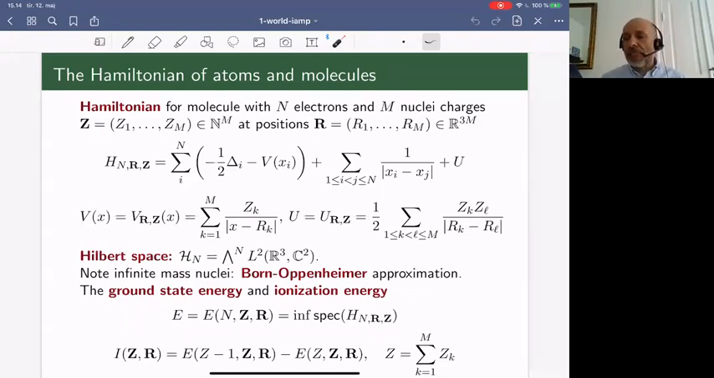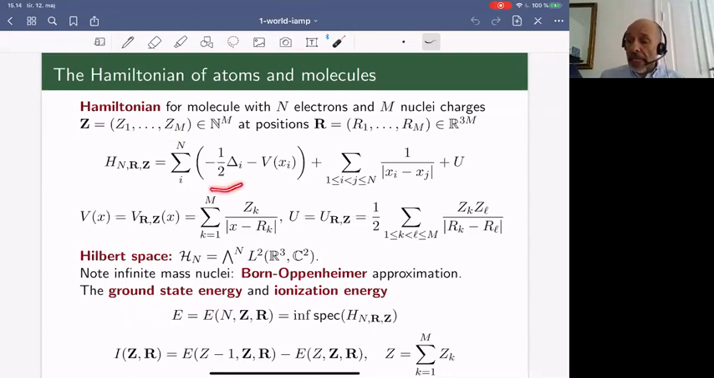Okay, let me go through the Hamiltonian. I guess most of you know it, right? Here I'm looking at a molecule. I have n electrons. I have m nuclei, and the nuclei are placed at the points R1 to Rm. And I have nuclear charges, and I think of the nuclear charges as being integers. This is just because I would like to talk about neutral atoms, and I cannot really talk about neutral atoms since the number of electrons is an integer, unless the sum of the nuclear charges is also an integer.